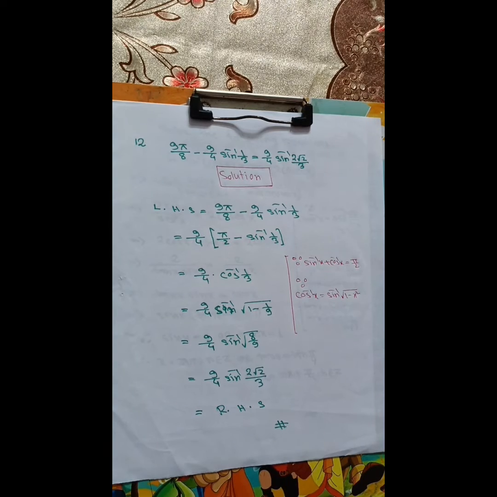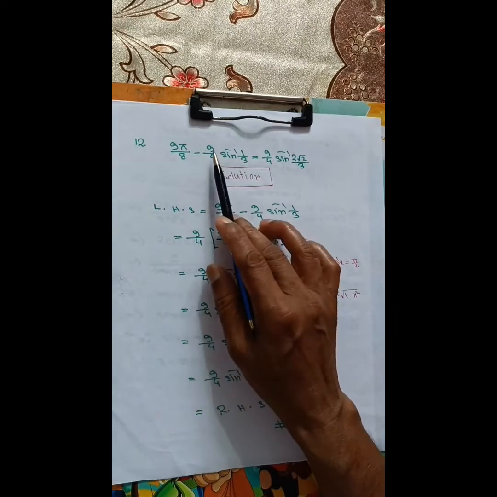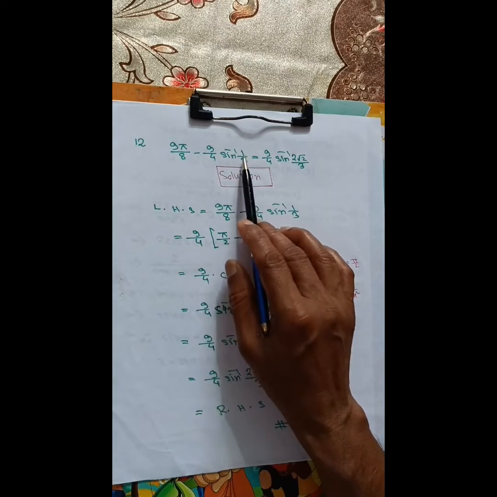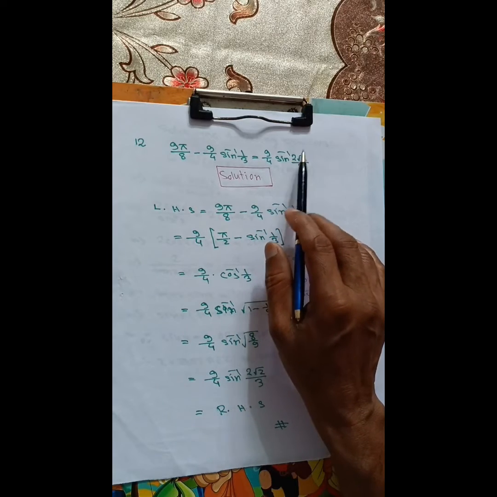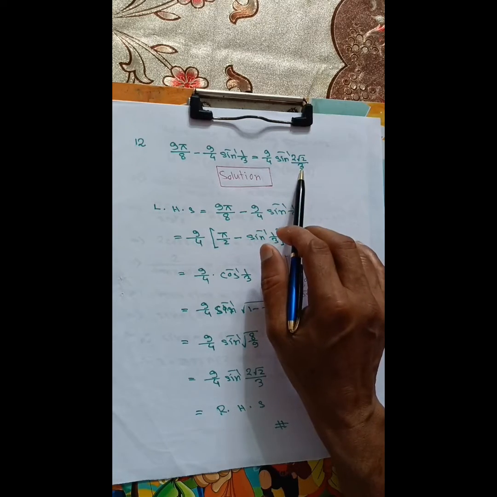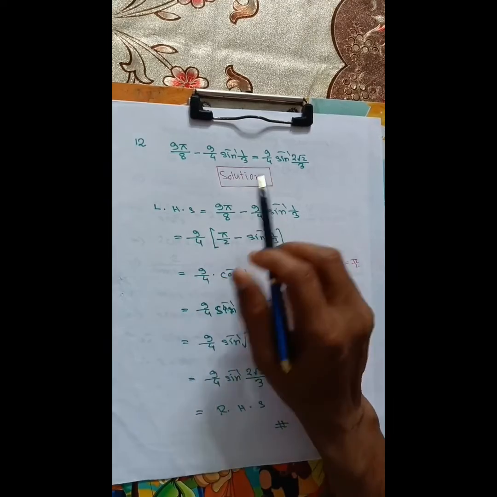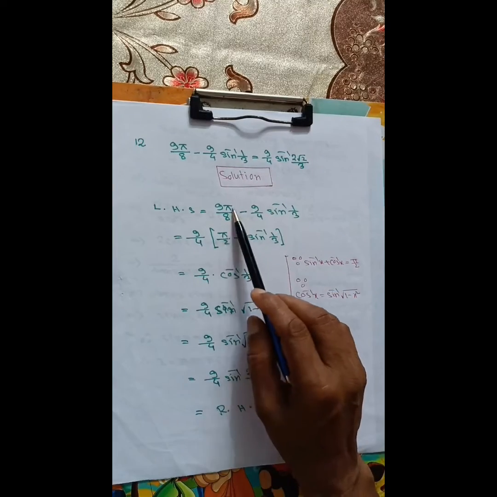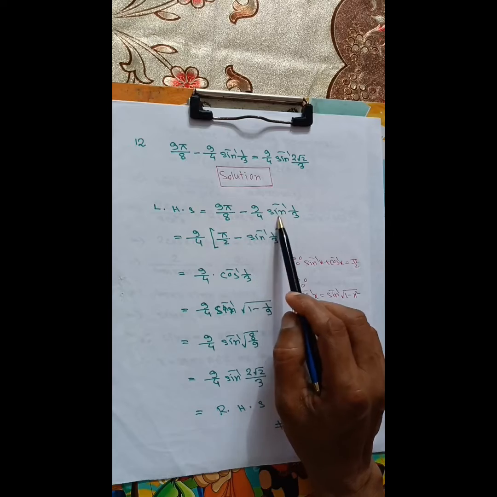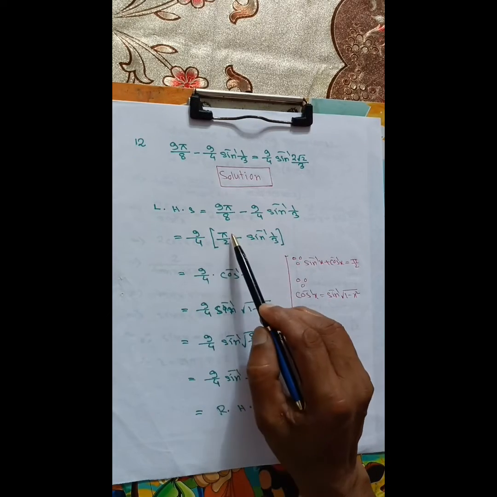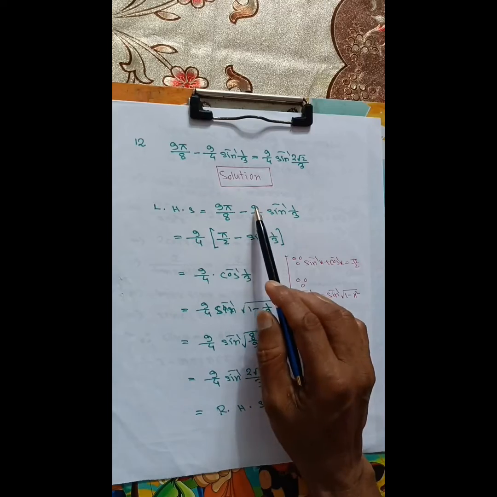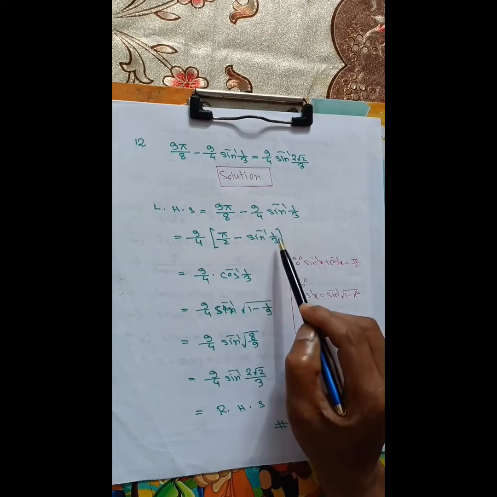Question number 12 is a very simple problem. It is given 9 pi by 8 minus 9 by 4 sin inverse 1 by 3 is equal to 9 by 4 sin inverse 2 root 2 by 3. That is the solution. We have to take left hand side 9 pi by 8 minus 9 by 4 sin inverse 1 by 3. Okay, taking common 9 by 4 out, then it becomes pi by 2 minus, then we get sin inverse 1 by 3.